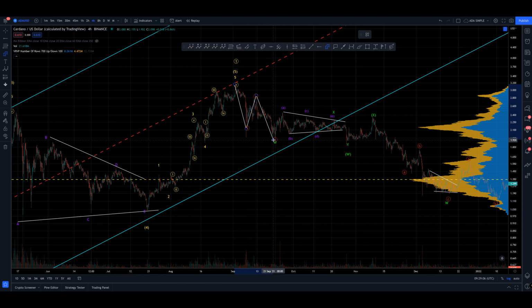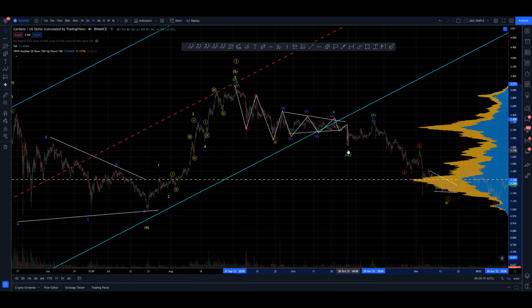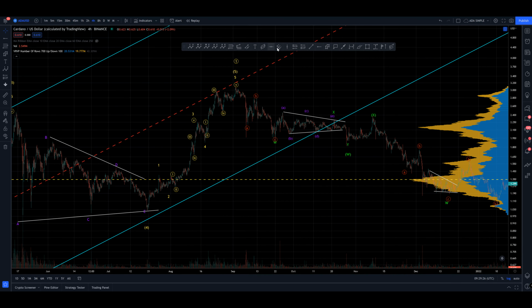Minute degree into our first minor degree swing W. We then get a triangle for our X, and then we get a zigzag here for our Y. W, X, Y minor degree into our first W at intermediate degree, meaning that we've had our first double zigzag. Okay, at intermediate degree. Zigzag here, and what I think is a zigzag here.